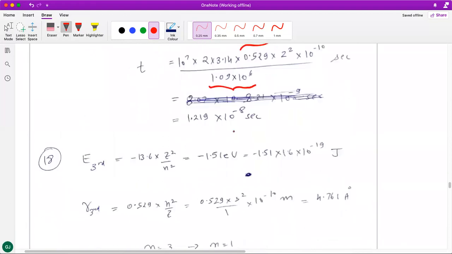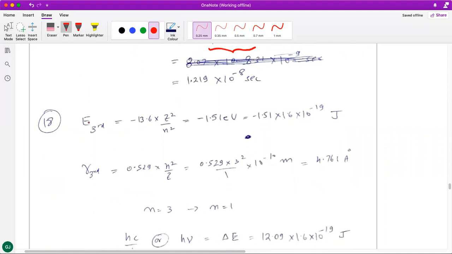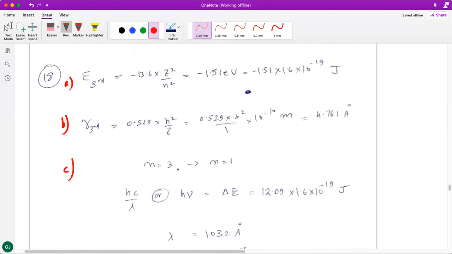Okay. Now, 18th question. 18th question again is a straightforward question that just asks you to apply the results or the formulas that you have learned in the Bohr's model, especially in the first and the second part. First and the second part are pretty straightforward. You just apply the formula. That's it. Okay. And after that, the third part is something where they have given a slight bit of variation, that the electron is de-exciting from n equal to 3 to n equal to 1.